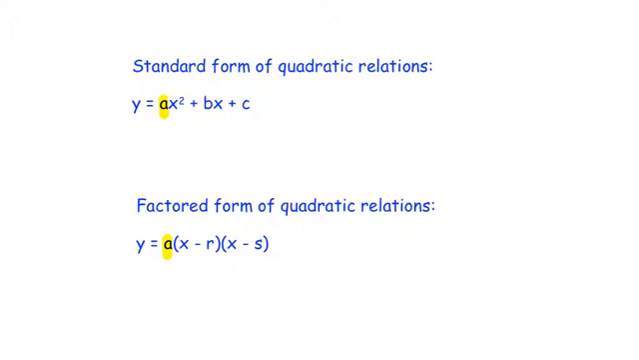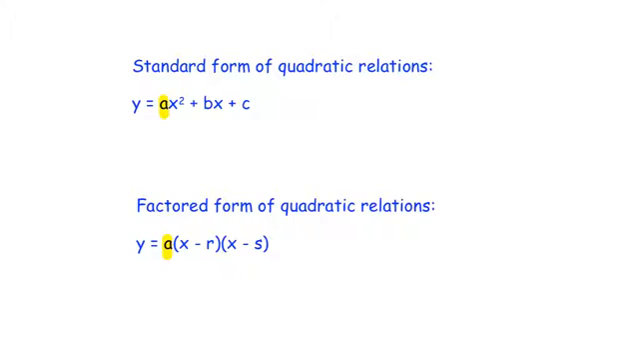Hi everyone. Today's topic is the factored form of a quadratic relation. Today we're going to talk about finding the zeros. So you know from our first spiral in the course that we talked about the standard form of a quadratic equation or relation rather, and here it is. Y equals ax squared plus bx plus c.